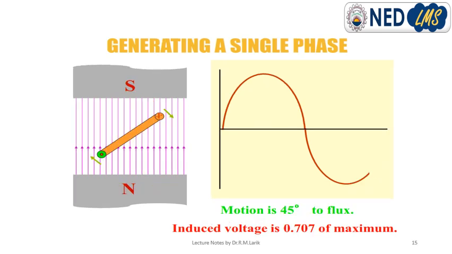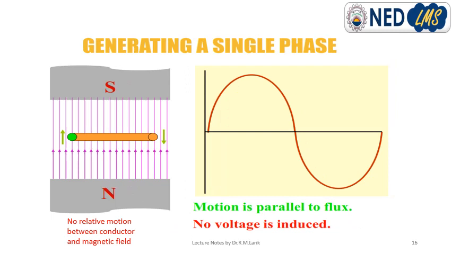Now the same situation again, the conductor moves further to 45 degrees, the negative 70% value of the maximum, and finally the conductor completes its cycle, that is 360 degrees. So in this we see the sinusoidal wave is formed.